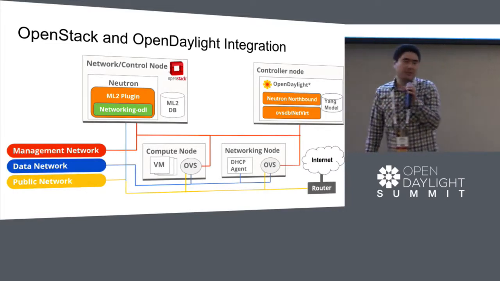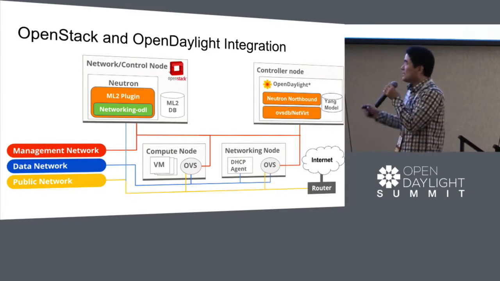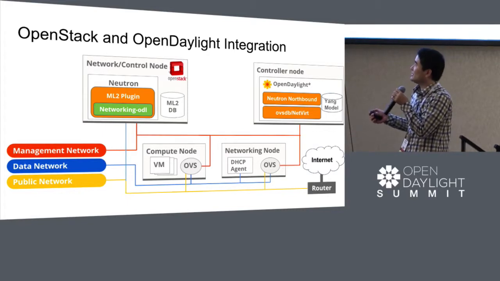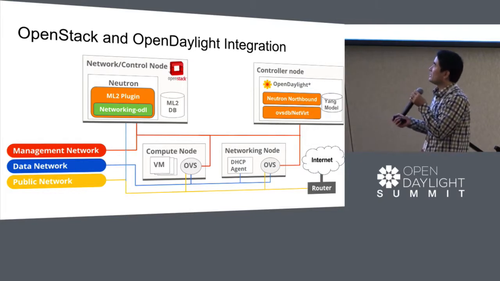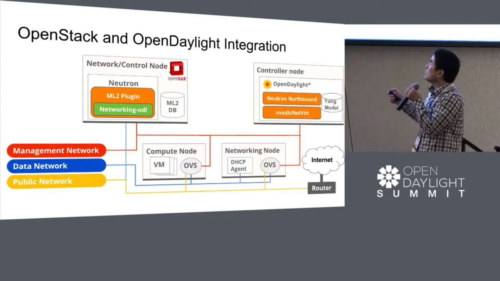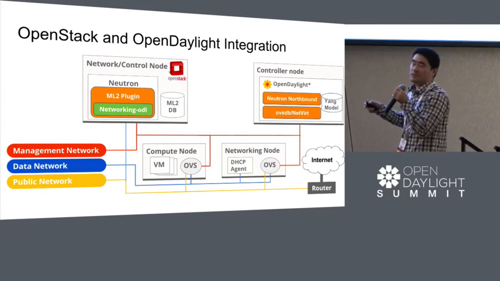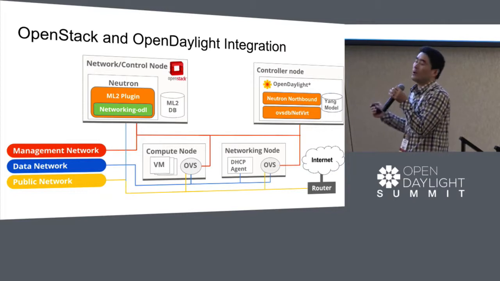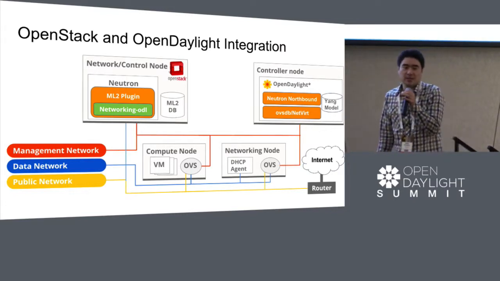Okay, this slide depicts a typical deployment of OpenStack integration. Typically, we have three networks. One is the management network, another one is the data network, which connects to each compute node, and the last one is a public network, which is connected to the public internet. OpenStack Neutron is the OpenStack networking component which manages the network. And inside Neutron, there is an L2 plugin which provides a basic API for L2 service.